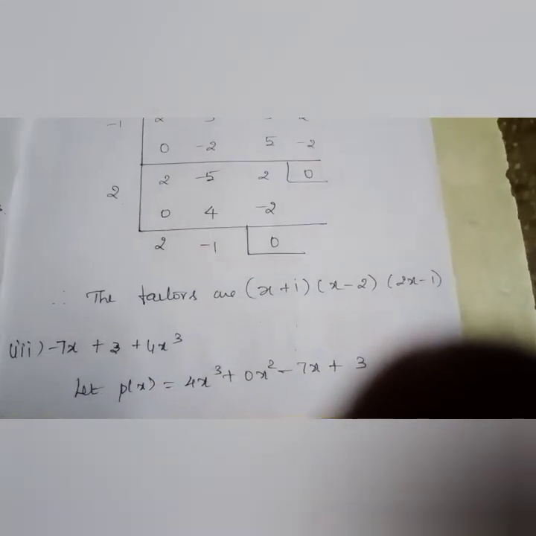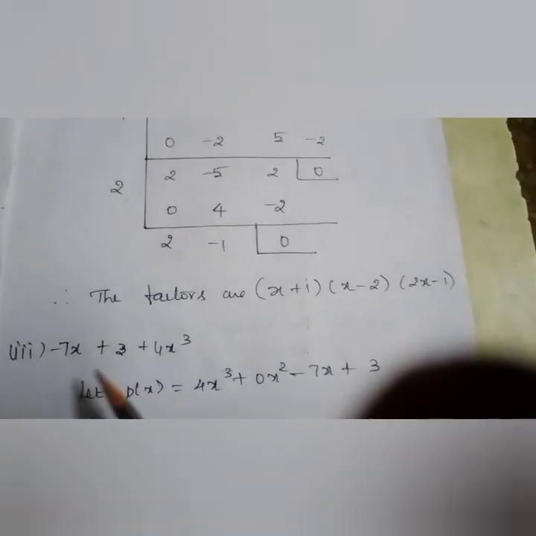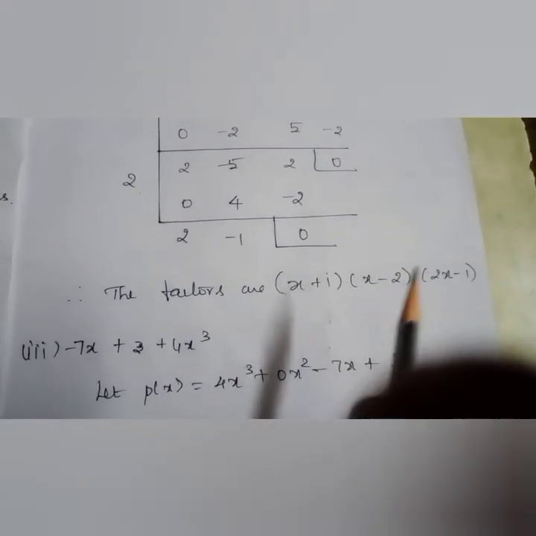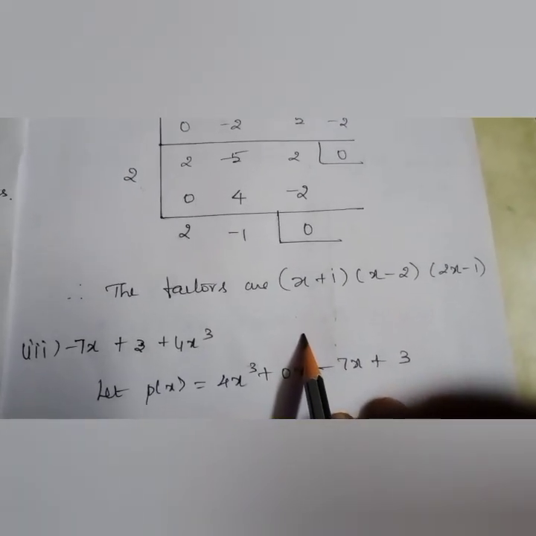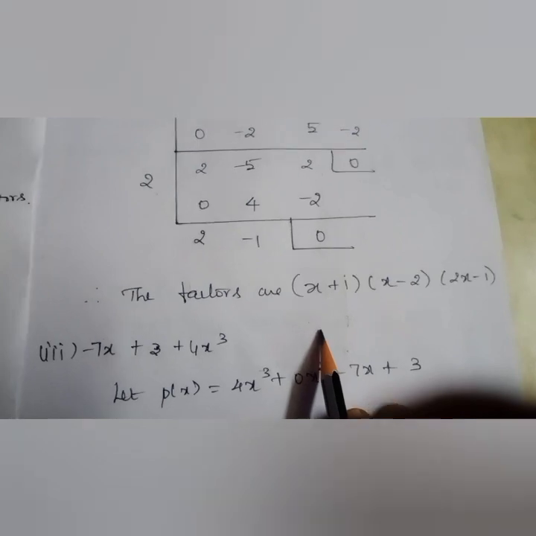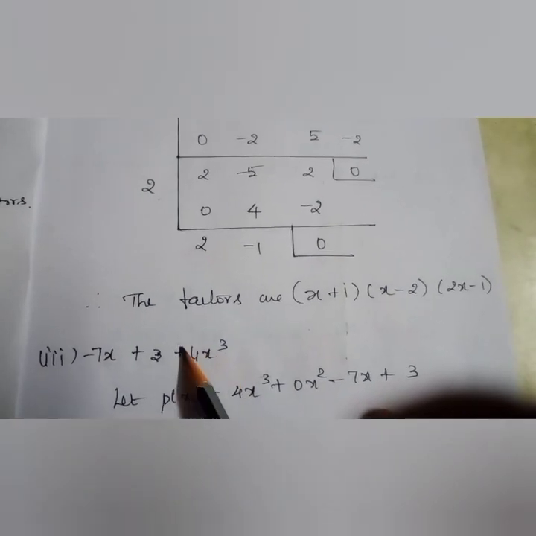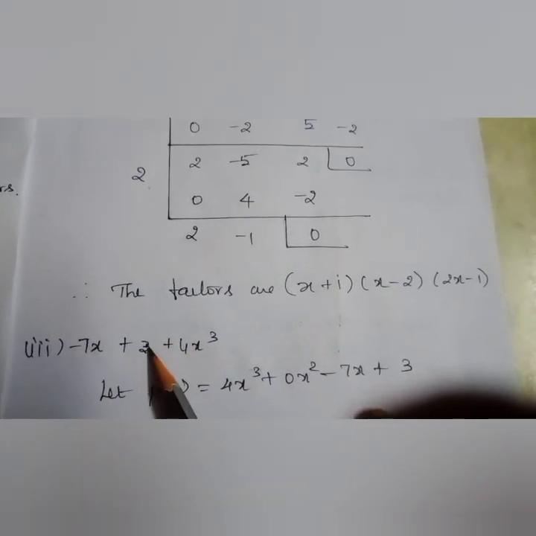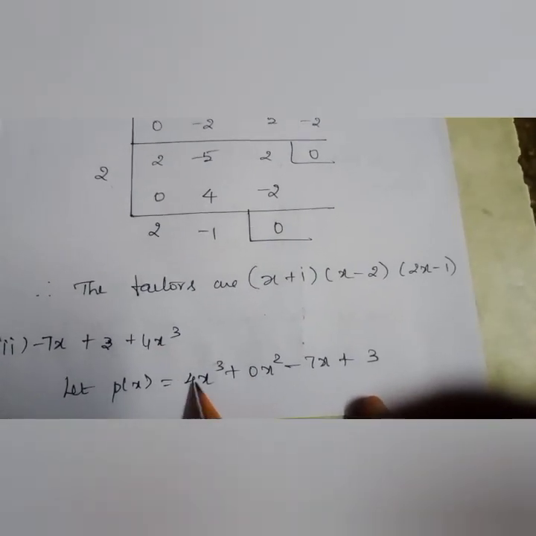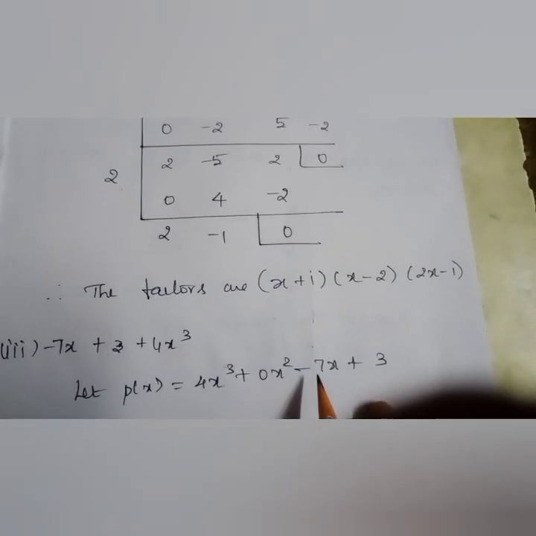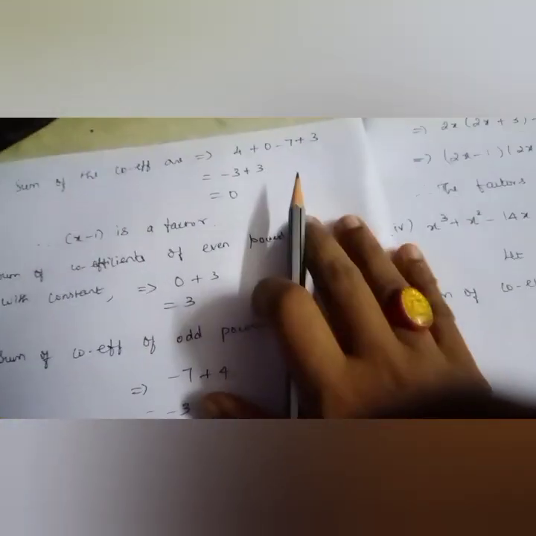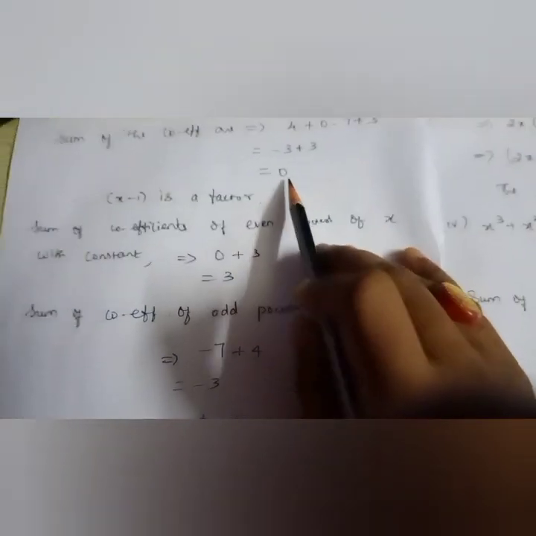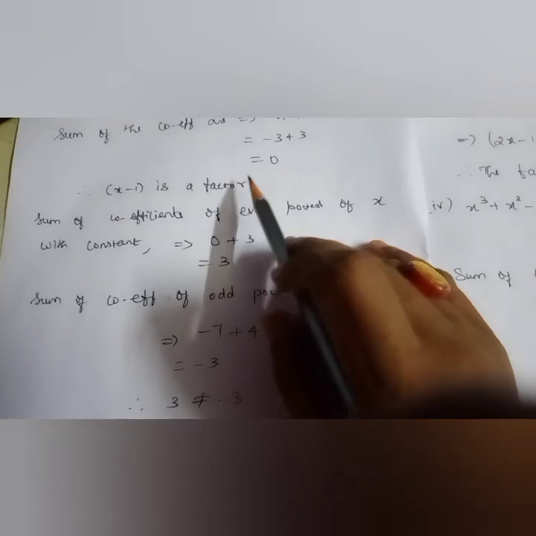And the third question, see the third question, children, it is minus 7x plus 3 plus 4x cube. I have told you already, whenever you have a polynomial, you have to check whether the polynomial has the degrees in proper order. Here we have an x cube term, no x square term, x term and constant term. So I am rewriting it as 4x cube plus 0x square minus 7x plus 3. Now I will go ahead with the usual method of checking the sum of the coefficients, which turns out to be 0. So x minus 1 is a factor.